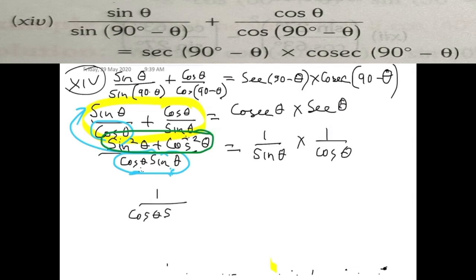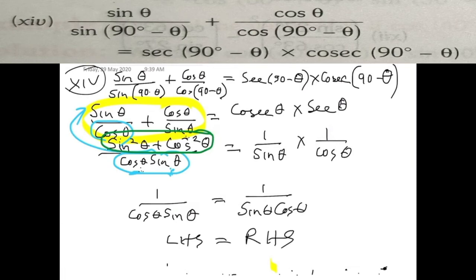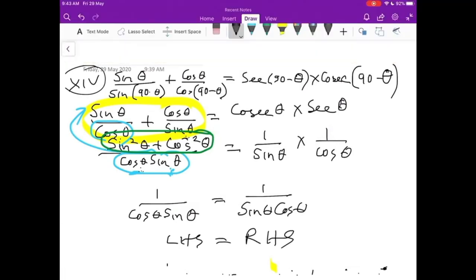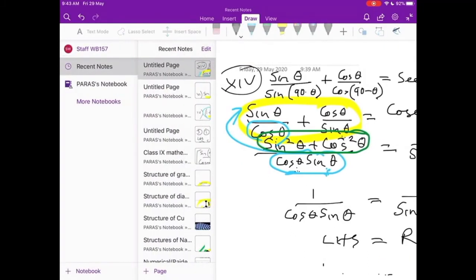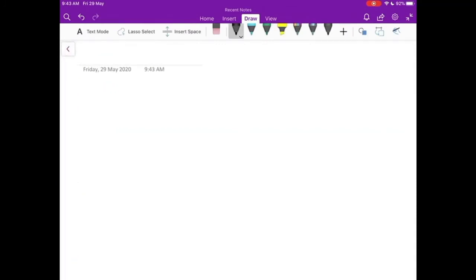And in the denominator you have cos theta into sin theta. Same way on the right hand side, if you multiply them, 1 into 1 is 1, and sin theta into cos theta is sin theta into cos theta. So this is what you have, left hand side is equal to right hand side. So this is your question number 5, subdivision 14. Now moving ahead to the next question. Let's go to question number 6.